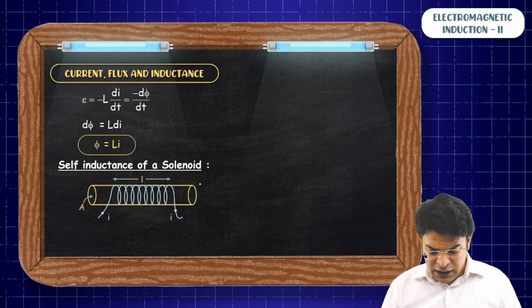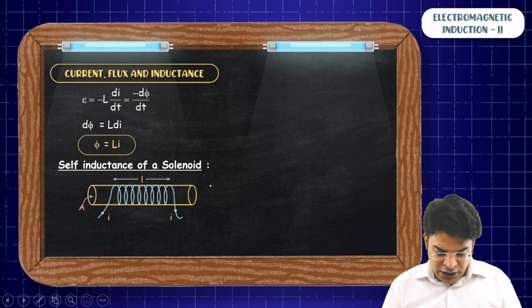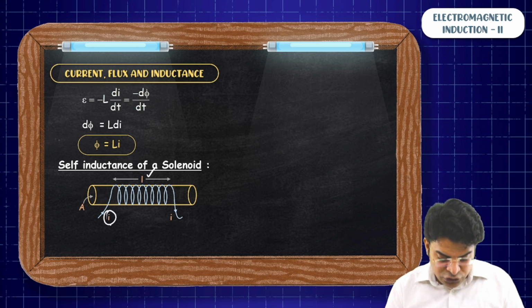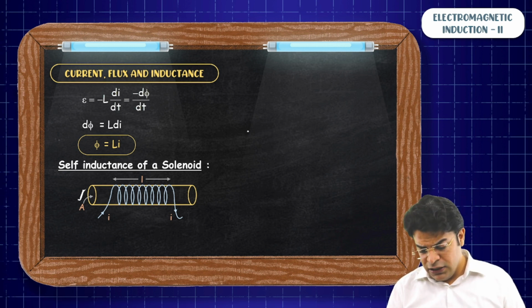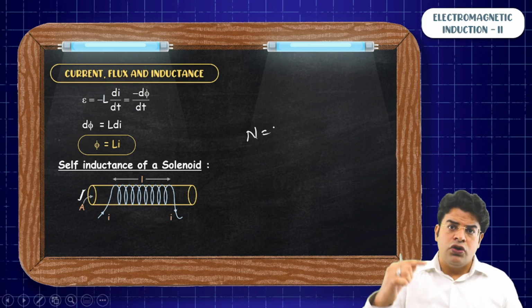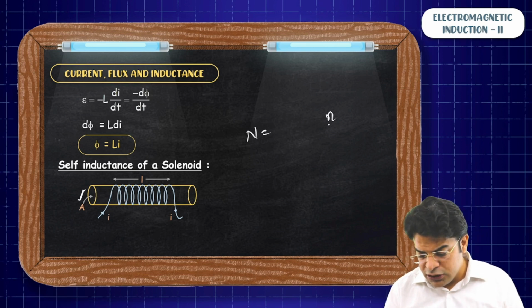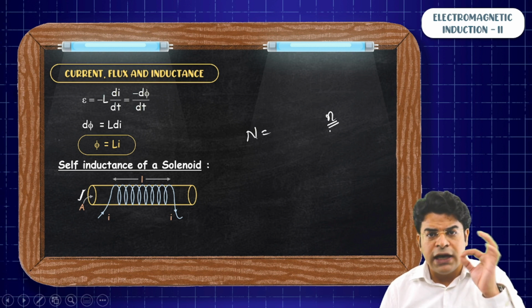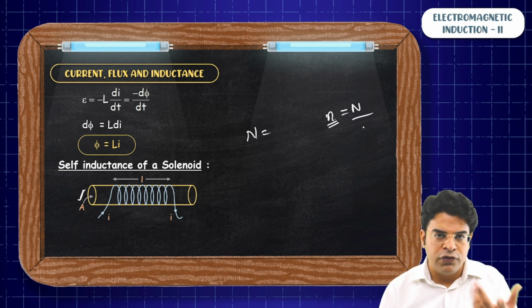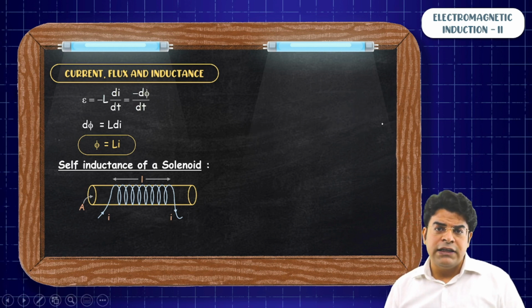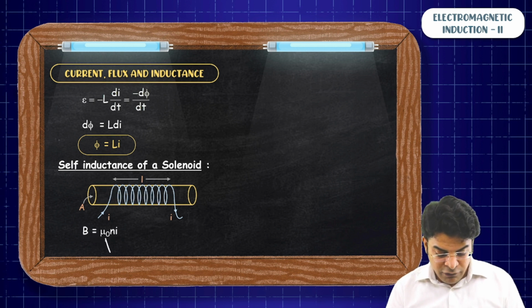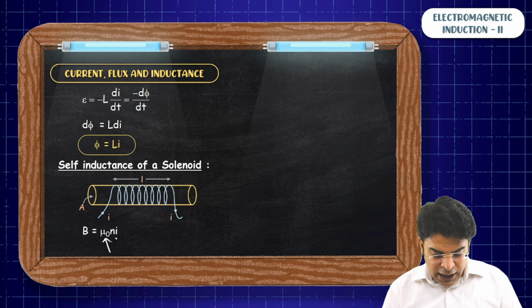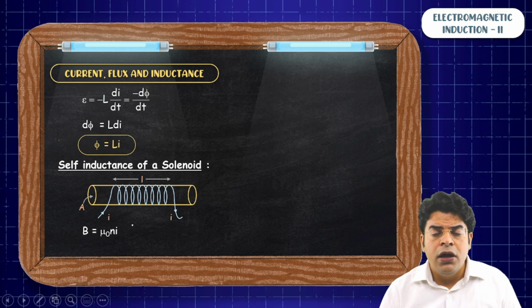So let's say we have this solenoid, and it has a length L, a current I flows through it, and the cross-sectional area of this solenoid is A. Let's say the number of turns on this solenoid is N, and the number of turns per unit length is a small n. So you know that the number of turns per unit length is nothing but the overall number of turns divided by length. You will say that the magnetic field inside the solenoid will be μ₀nI, where μ₀ is the permeability of free space, n is the number of turns per unit length, and I is the current flowing through the solenoid.